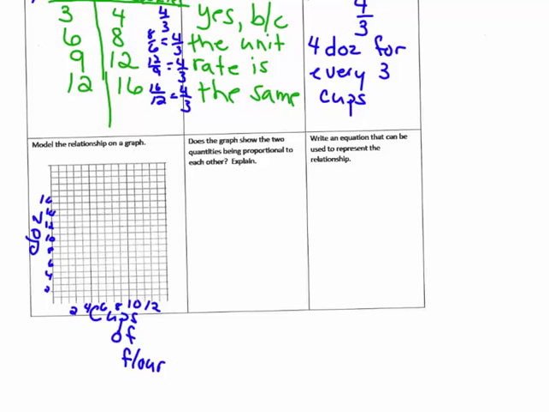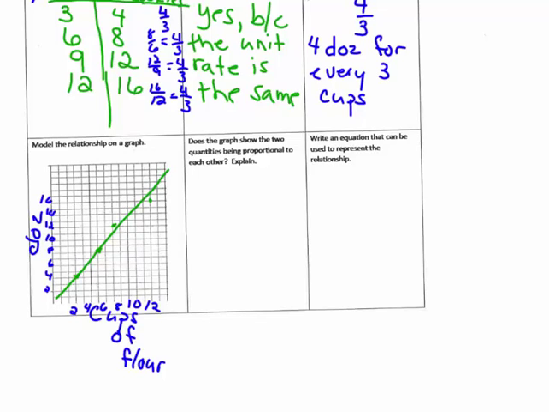So I know that this is 3, 4 on my grid. That means I'm going to go over 3 and up to 4, and there's my dot. 6, 8 is going to be right here, and then we have 9, 12, and then we have 12, 16, and then you do have to actually connect those, hopefully with a nice straight line.